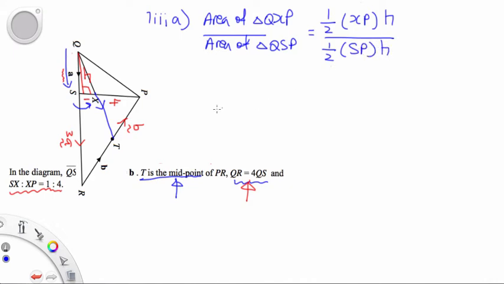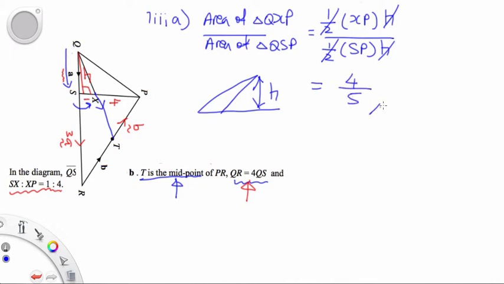Take note, if your triangle is slanted, then this can be the height. Now once you have done this, you realize that your half and half can cancel, H and H can cancel off. Substitute the XP and SP. The ratio has been given, so XP is 4 and SP is 5. So this is your answer for question 7, part 3A.